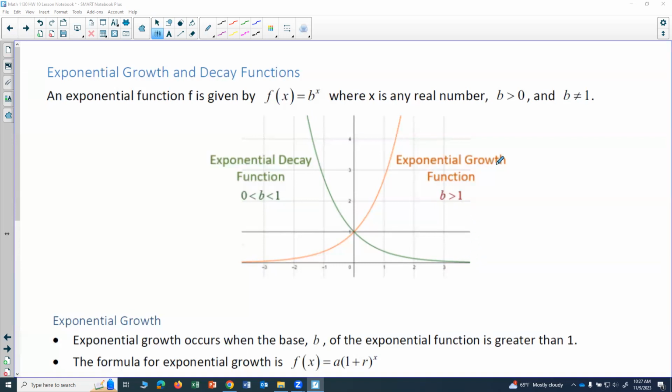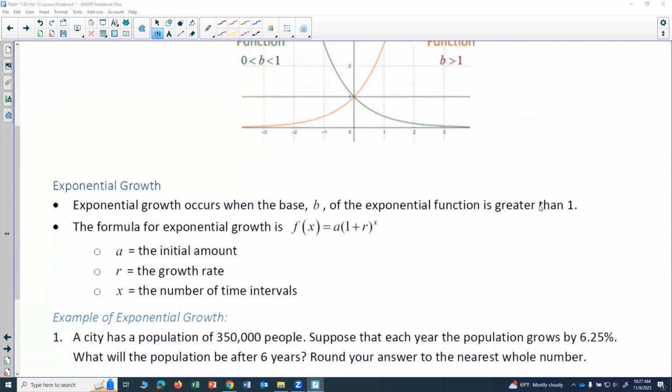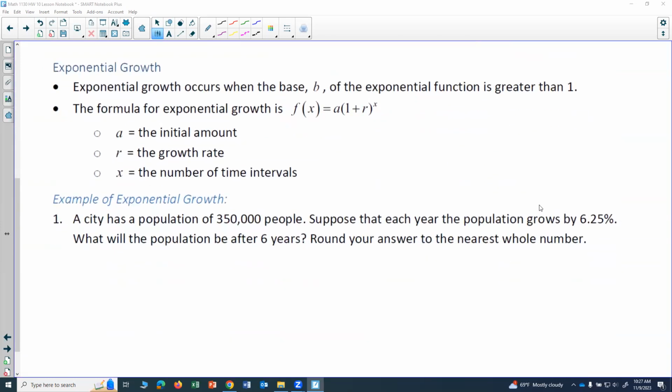You'll have exponential growth if b is greater than 1. So in that case, your graph will start at some initial low point and shoot up to the right in an exponential way. So we'll look at examples of both. We're going to start with exponential growth. Exponential growth occurs when the base is greater than 1.